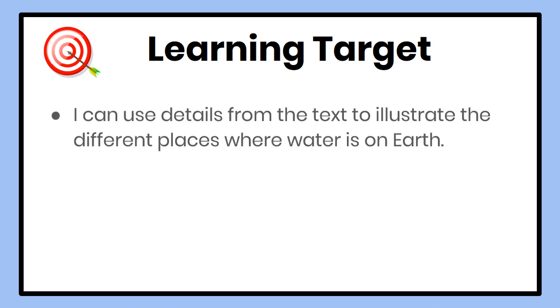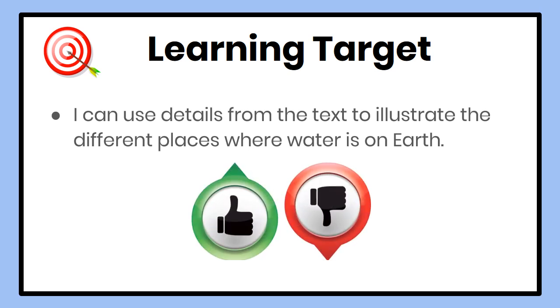Our learning target for today is I can use details from the text to illustrate different places where water is on Earth. Take a minute to think about your comfort level with this learning target. Maybe you might be a thumbs up if you feel confident with this learning target. If you think you might need help, give a thumbs down. Hopefully, everyone will be a thumbs up at the end of the lesson.